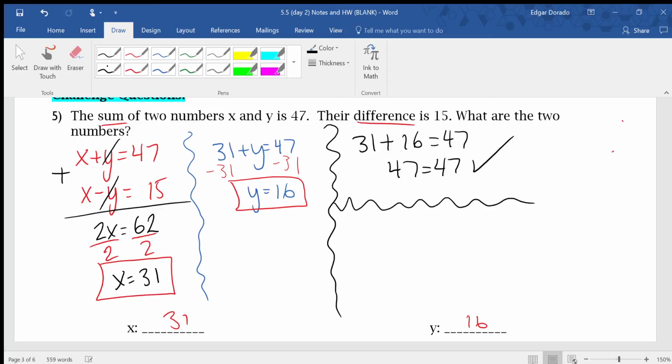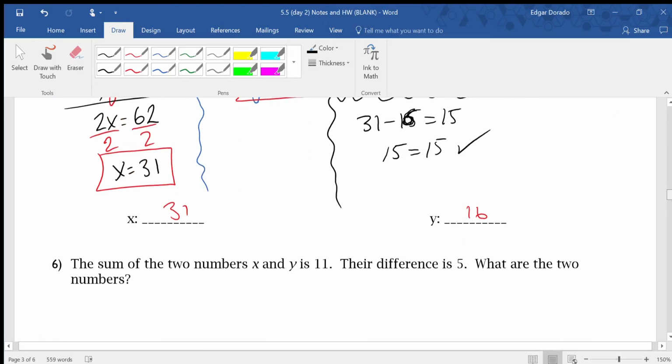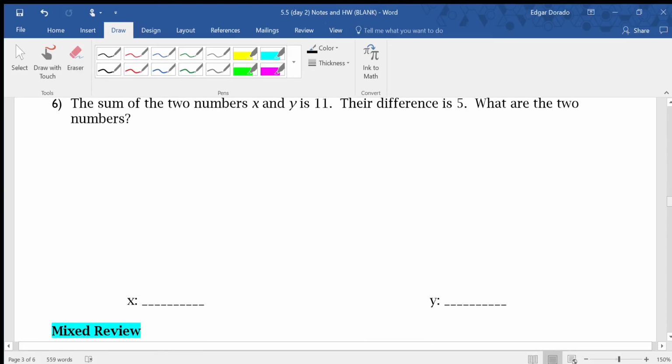Let's try the second one. x minus y equals 15. So 31 minus 16, sorry. 31 minus 16 equals 15. Well, 31 minus 16 is equal to 15. So those two check out. So because both of them check out, then this is complete. We have officially finished that problem.